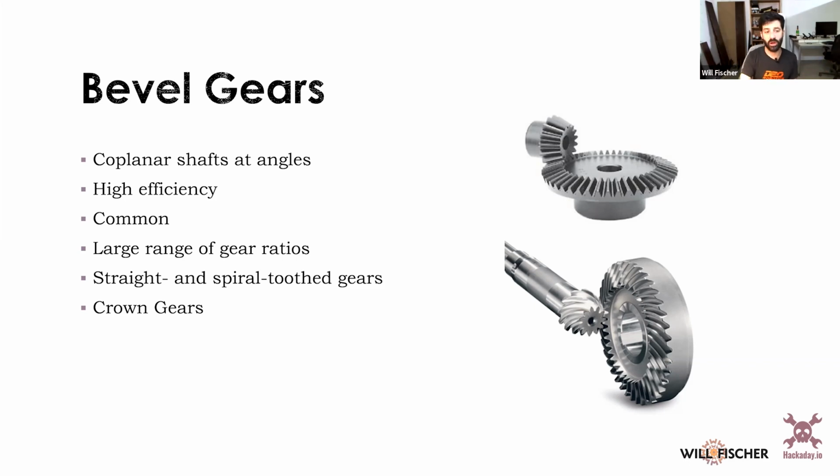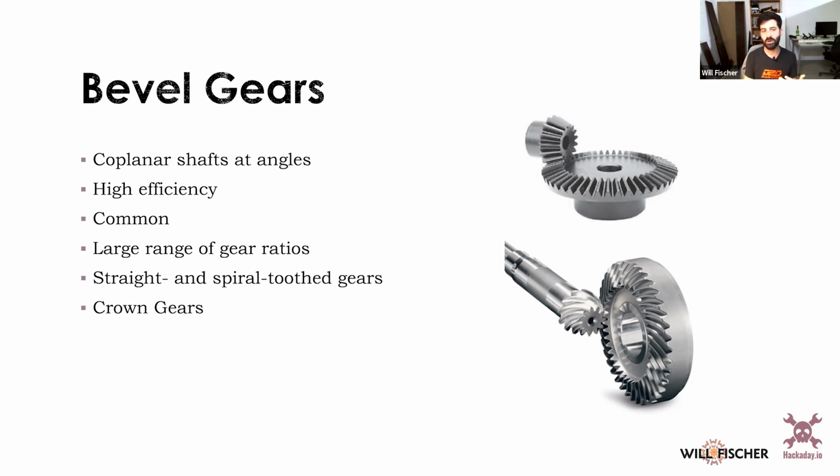You can get them in straight tooth gears like you see on the top here. And you can also get them in spiral tooth, which has a lot of the same advantages you get out of the helical gears from the previous one, in that you have more teeth in contact at a time, so you can get more torque out of them and quieter movement, but they're just a bigger pain to make, and so they tend to be more expensive.